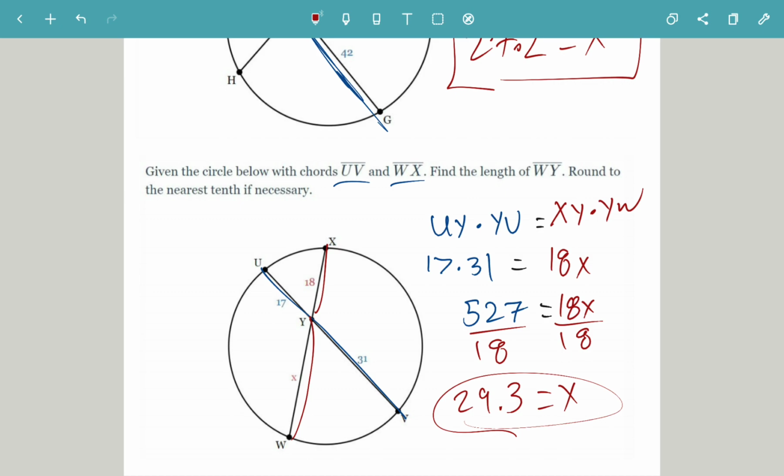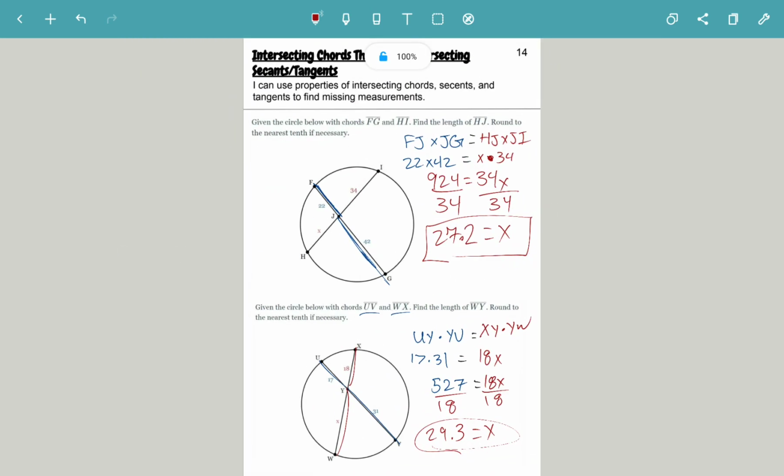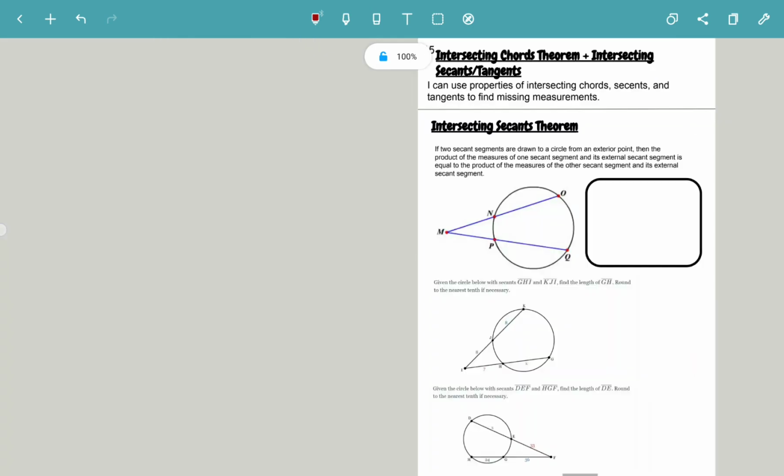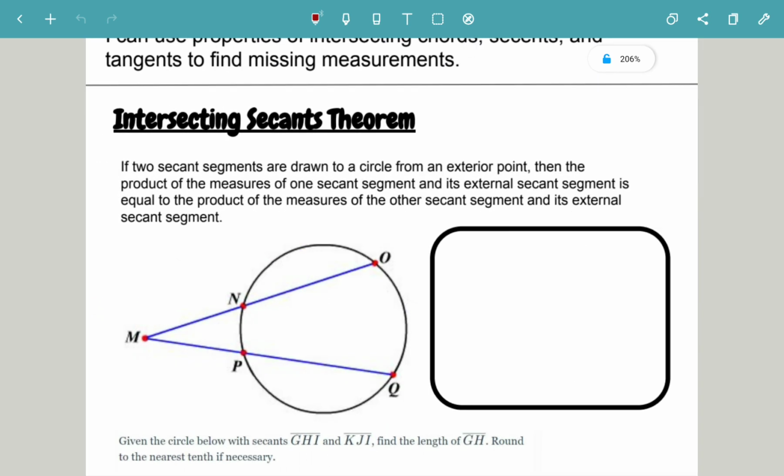So these are all notes that we covered yesterday. Let's look at the next couple theorems we have that we didn't get to cover. So now we have the intersecting secants theorem. So a secant is a line that goes through the circle and outside the circle. They are crossing outside of the circle in this case.